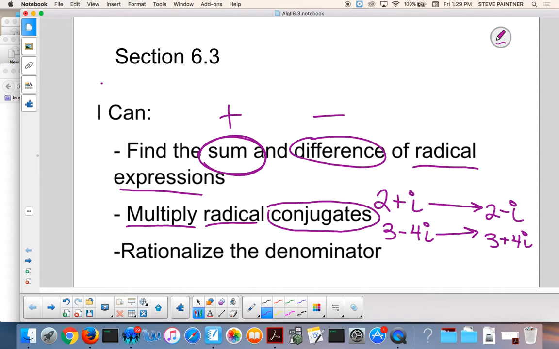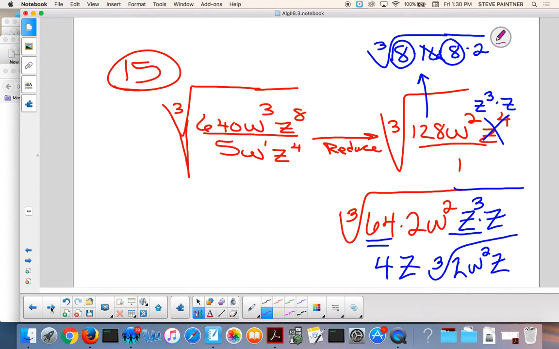So this is what you're doing again today. You're going to work with conjugates. And then finally, you're going to rationalize what? The denominator. And you've done that over and over. So it seems like it's the same thing. And you'll see it. Pretty much is. Okay, here you go.